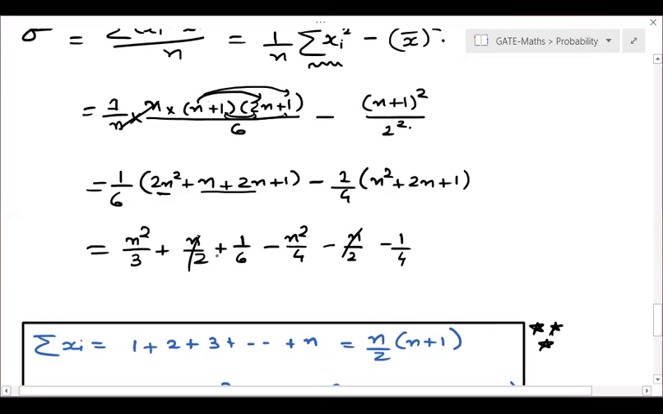N square by 3 minus n square by 4. So if I take its LCM, LCM of 3, 4 is 12. LCM of 6, 4 is also 12. Right. And here I should multiply with 4. 4n square minus 3n square. It is your n square by 12.